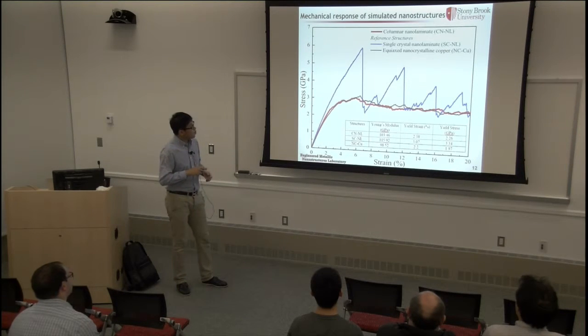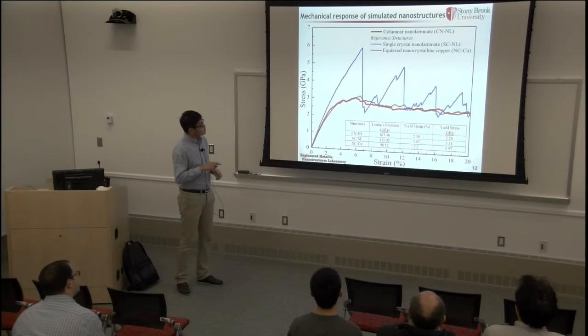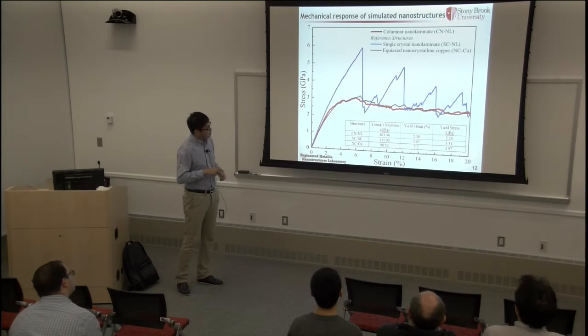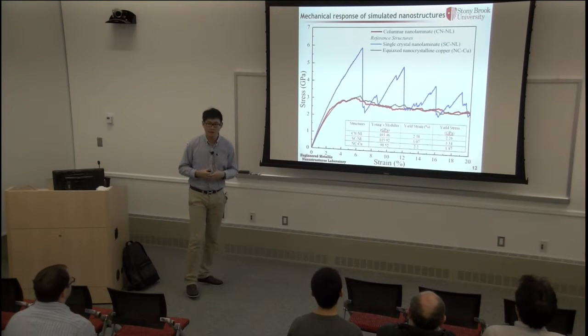So the columnar one, compared to the single crystal one, is more stable, and it experienced a small strain hardening after yielding, and then it shifts to strain softening at 6% strain, while the single crystalline experienced several abrupt stress drops, and this is believed to be correlated to dislocation emission and absorption.